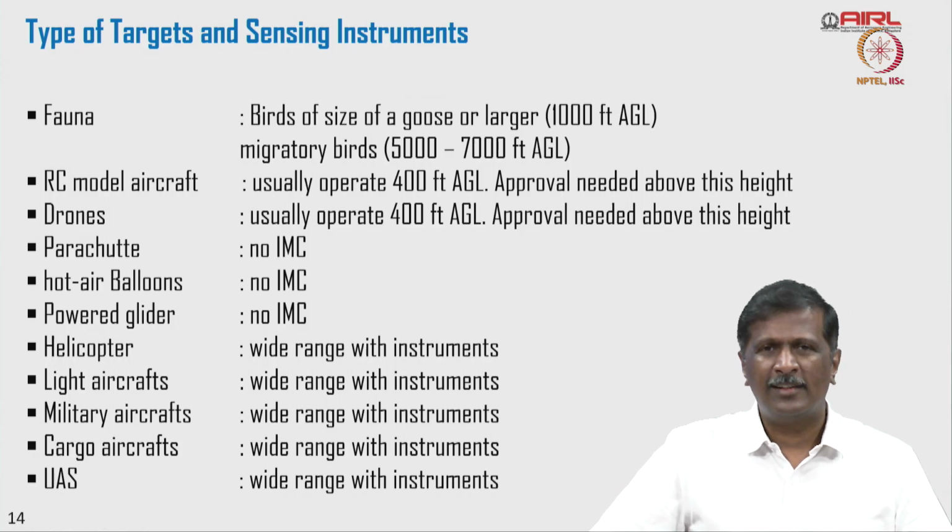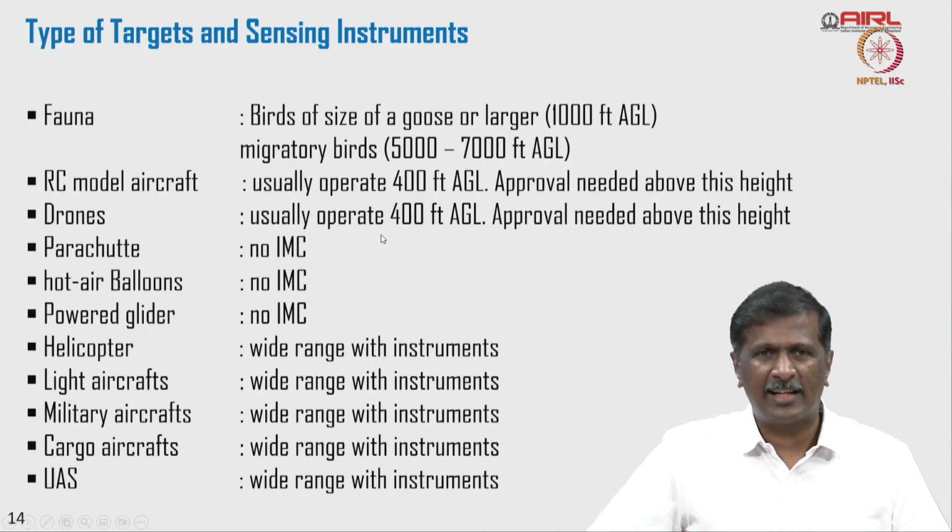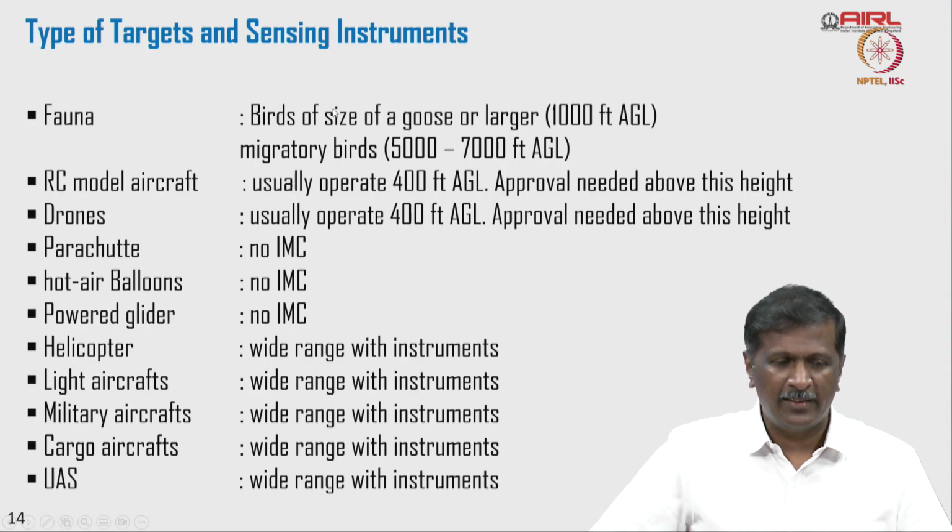For a drone, there are different targets present. You could have birds, which can fly anywhere between 1,000 feet and above. You can have migratory birds, which fly at higher altitudes. You can have an RC aircraft, operated by a human. It's not autonomous. It could be flying anywhere up to 400 feet. It can go higher, but that requires an approval.